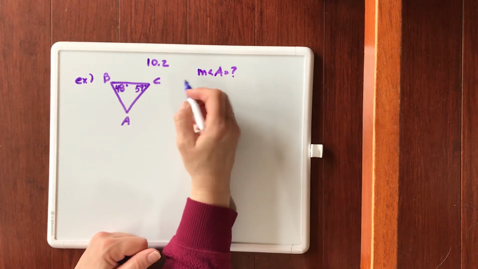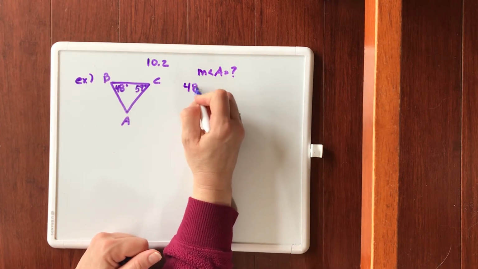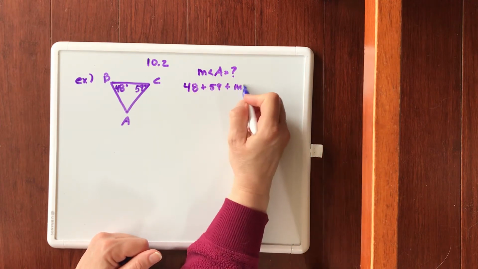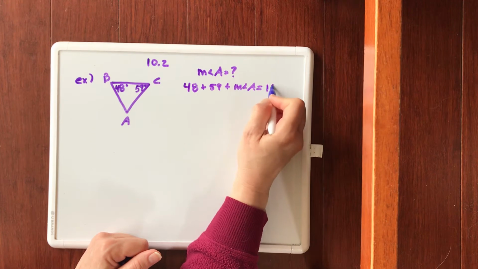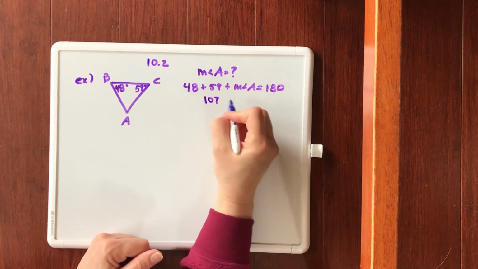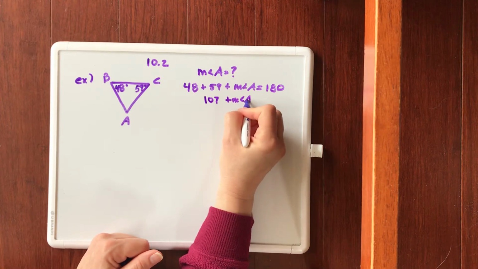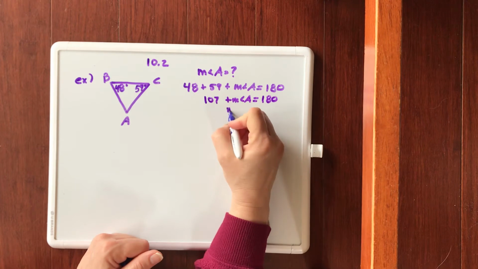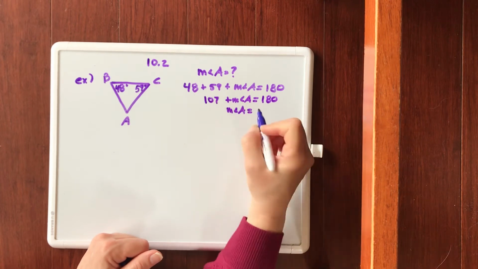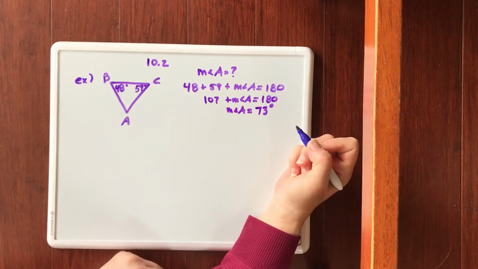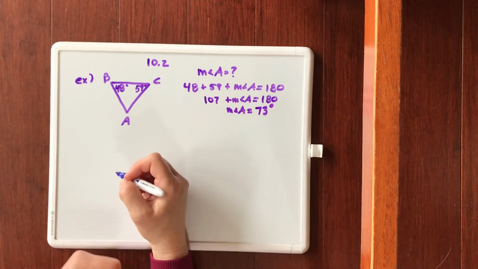Well, we're going to add these up because we know it equals 180. 48 plus 59 plus the measure of angle A equals 180 degrees. Okay, we add these two, that's 107 plus the measure of angle A equals 180. Subtract 107 from both sides, and the measure of angle A is 73 degrees. Okay.